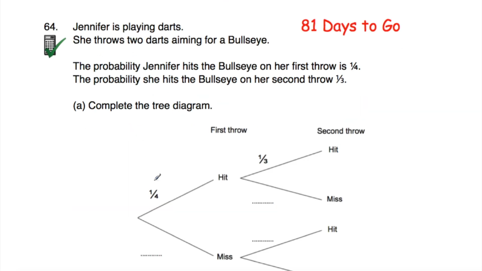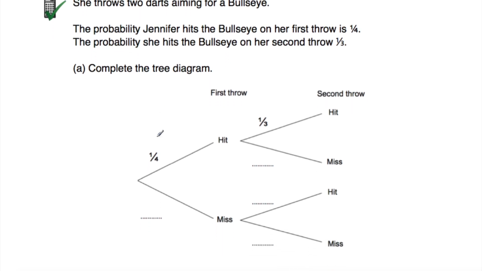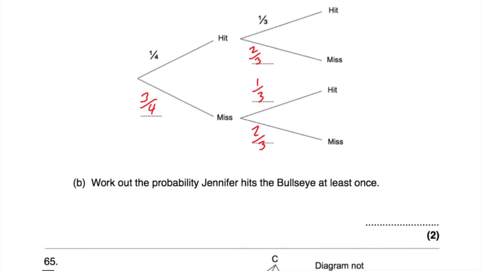So question number 64 is a tree diagrams question, and we've been asked to complete the tree diagram. So the probability that Jennifer hits the bullseye on her first throw is a quarter, so the probability she misses will be 3 quarters. With her second dart, the probability that she hits it is 1/3, so the probability that she misses is 2/3. Hit is 1/3, and miss is 2/3. So we've completed the tree diagram, that's part A.